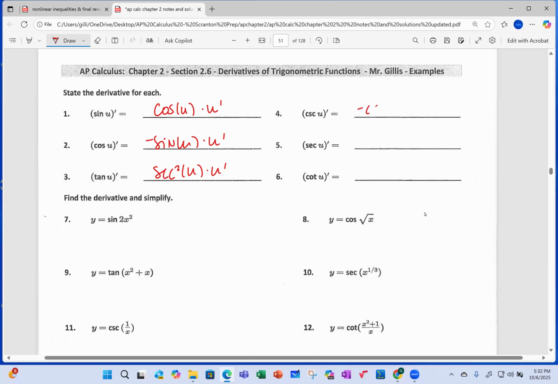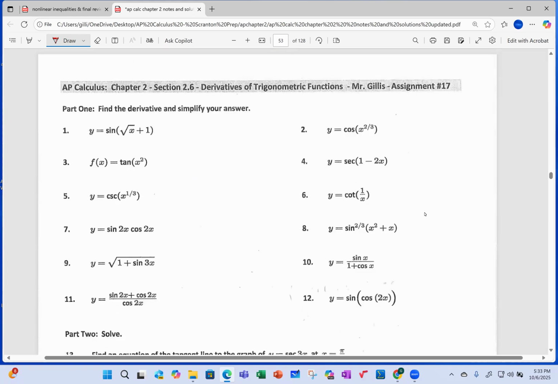The derivative of cosecant is negative cosecant u cotangent u times u prime. The derivative of secant is secant u tangent u times u prime. And the derivative of cotangent u is negative cosecant squared times u prime. Just got to keep in mind that the derivative of a co-function is a negative answer. All right, so let me take you through these.